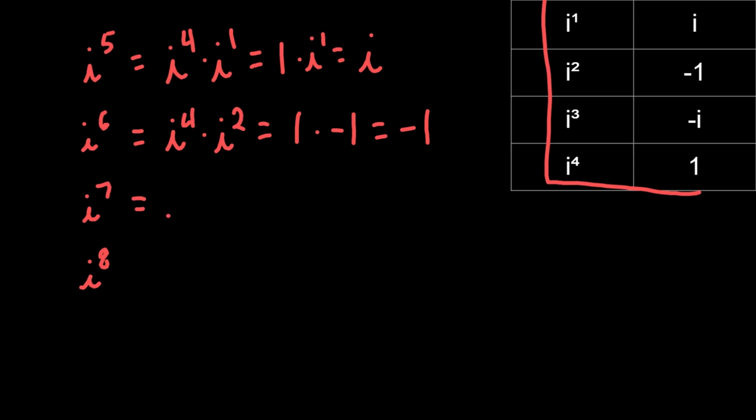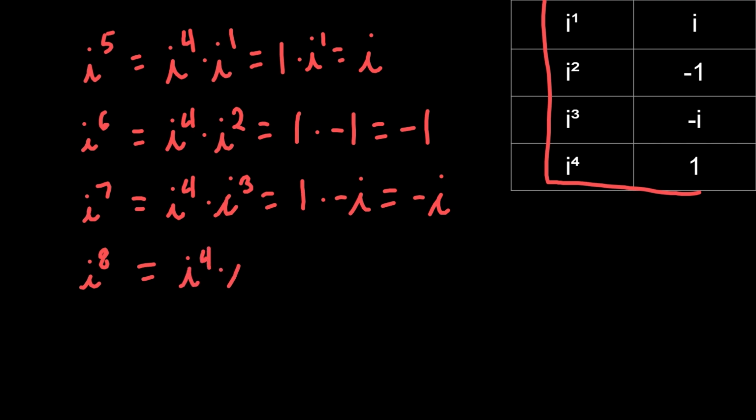Right here, i to the 7th can be split into i to the 4th times i to the 3rd. i to the 4th is 1. And i to the 3rd, what is i to the 3rd? That should be -i. So i to the 7th is equal to -i. And then i to the 8th is i to the 4th times i to the 4th. That's 1 times 1, and I hope you know what that is. That is just 1. So if you haven't noticed by now, let's look at this pattern.